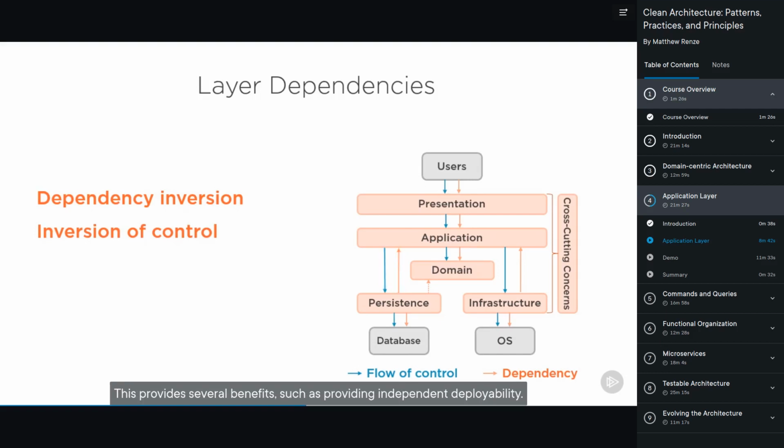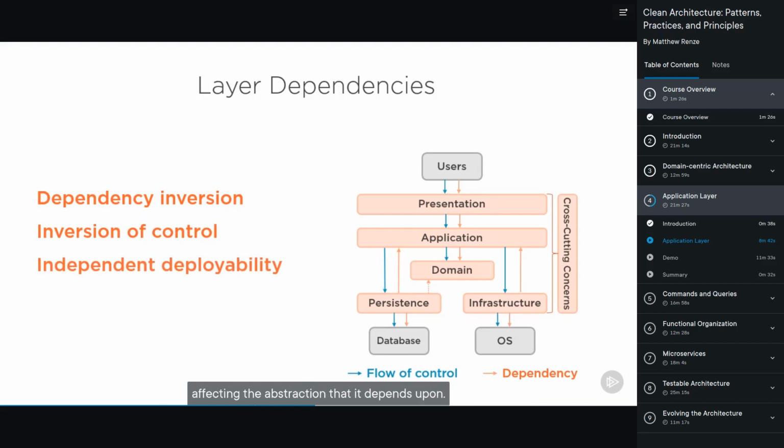This provides several benefits, such as providing independent deployability. That is, we can replace an implementation in production without affecting the abstraction that it depends upon. It also makes our architecture more flexible and maintainable as well. For example, we can swap out our persistence medium and infrastructure dependencies without having negative side effects ripple throughout both the application and domain layers.